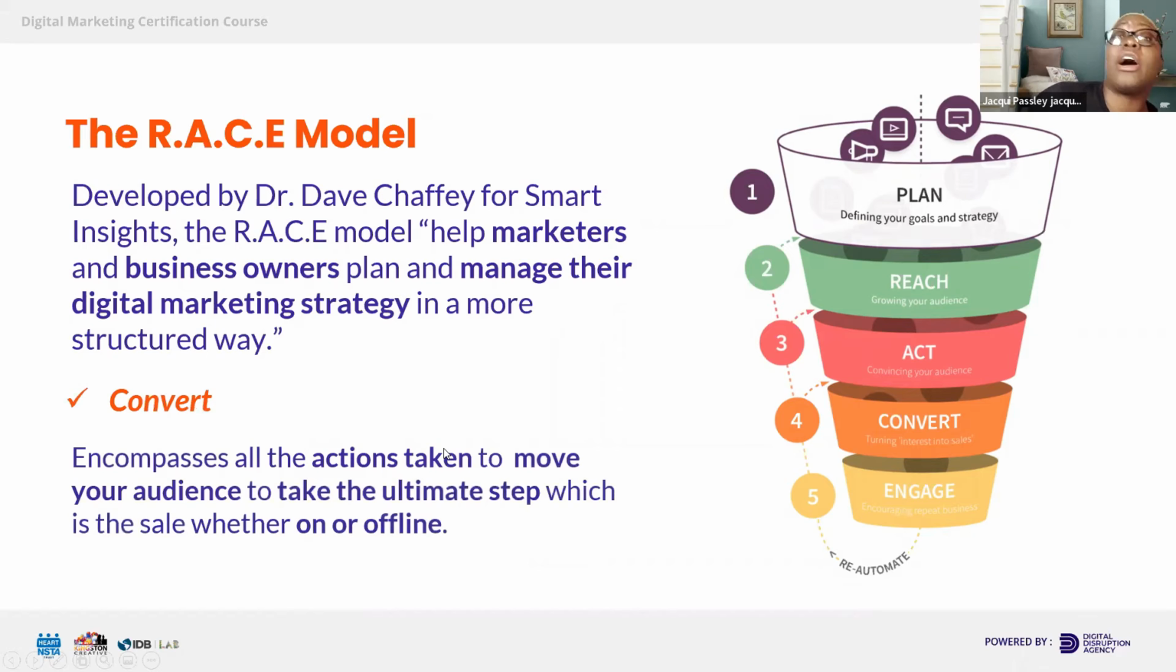The C in RACE stands for convert. It encompasses all the actions taken to move your audience from awareness to the ultimate step, which is the sale. Whether, again, it's online or offline or a mixture of both. What are the steps? What are the tactics? Because your strategy is different from the tactics. Your strategy is more of a broad plan, and the tactics now are the specific actions and activities you're going to implement and execute on, to make sure that at all times you're conditioning your audience and you're driving them towards that ultimate step, which is sale. And that's what we mean by conversion, because RICE doesn't sound as good as RACE. Okay.